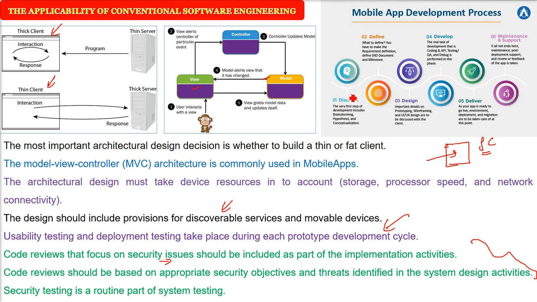So we discover, then we define, then we design, then we develop, then we deliver, and finally maintenance and support for mobile app development. This is the whole process.